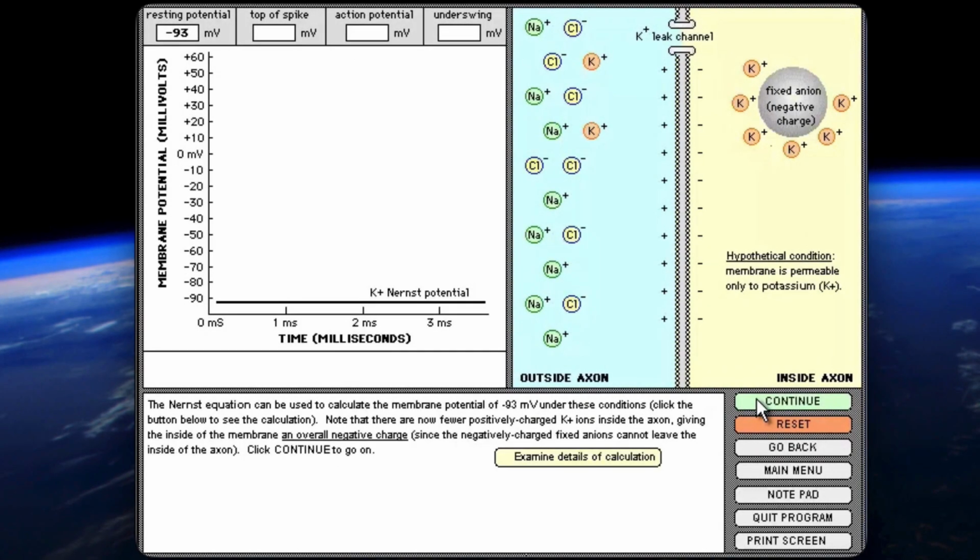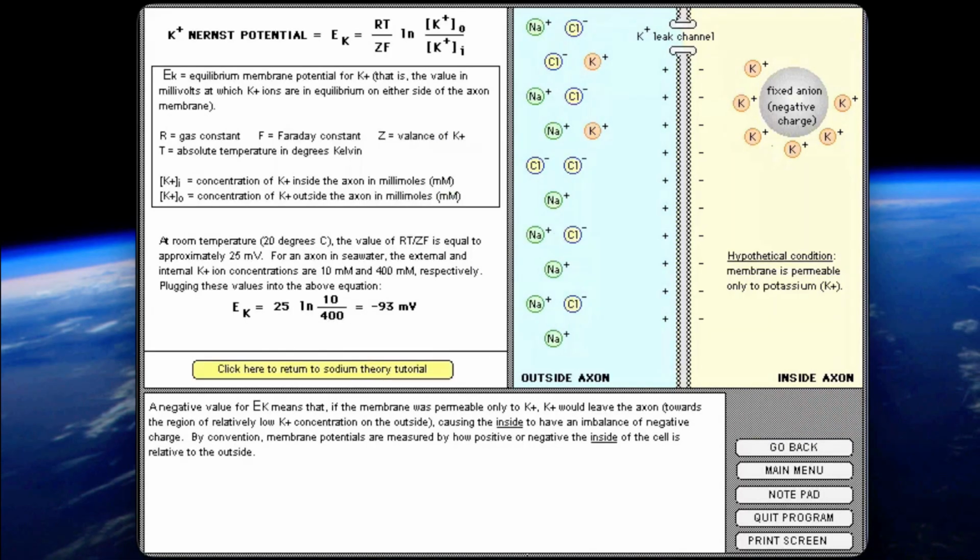The Nernst equation can be used to calculate the membrane potential of negative 93 millivolts under these conditions. There are now fewer positively charged potassium ions inside the axon, giving the inside of the membrane an overall negative charge, since the negatively charged fixed anions cannot leave the inside of the axon. Details of the calculation are shown above.